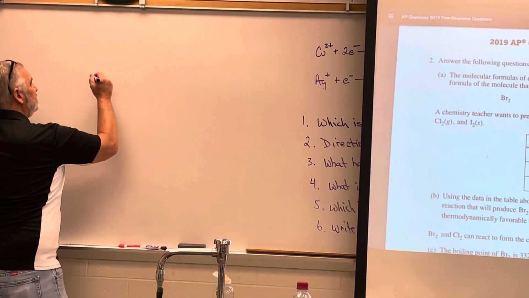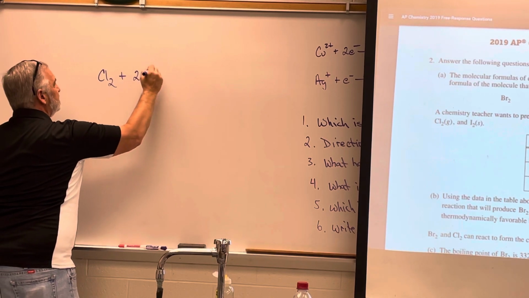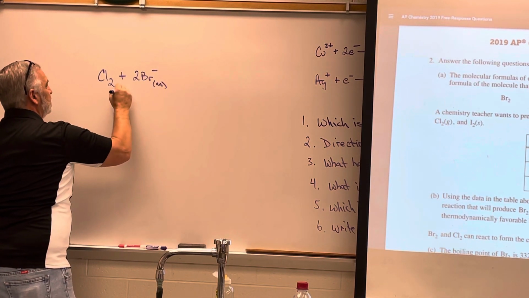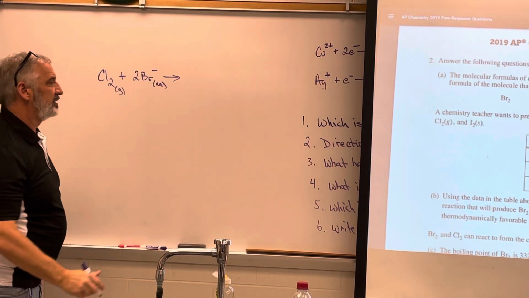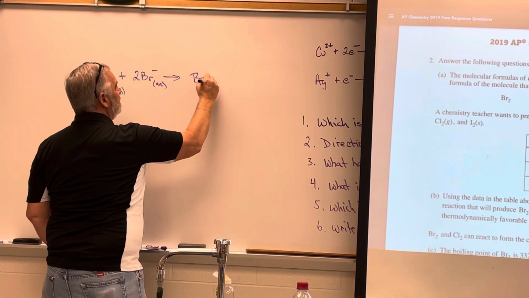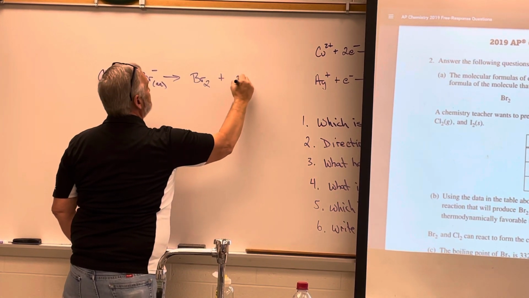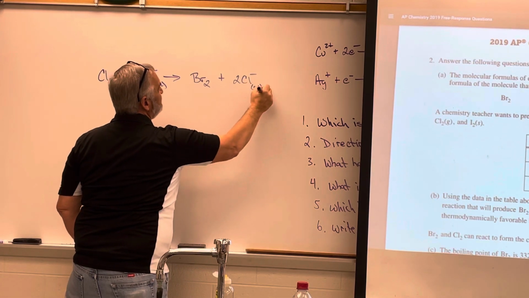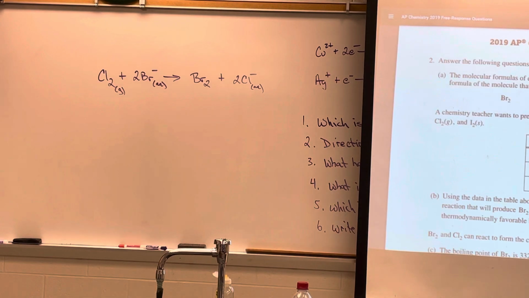So I'm going to go Cl2 plus 2 Br minuses. And what's that going to make? Br2, and it doesn't give a state, plus 2 Cl minuses. And that would have to be aqueous, but states aren't important. You don't have to put states. Does everybody see how to get that? We have to break it down.